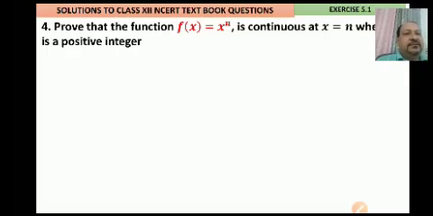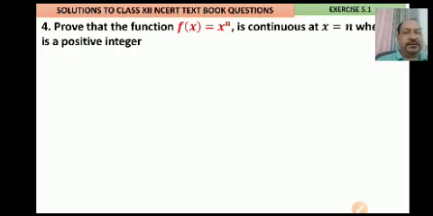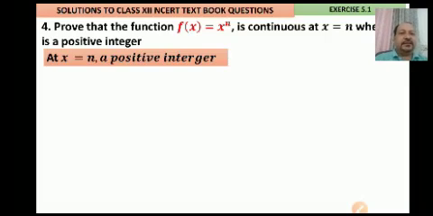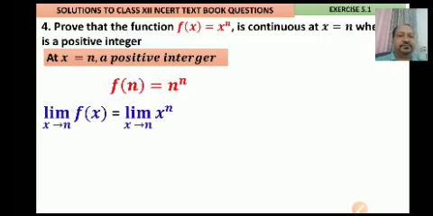Prove that the function f of x equal to x power n is continuous at x equal to n, where n is a positive integer. Since f of x equal to x power n, then f of n equal to n power n. Now limit x goes to n, f of x equal to limit x goes to n, x power n, and it also becomes n power n.